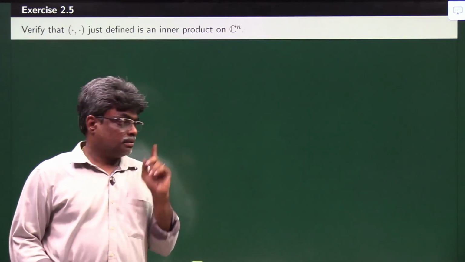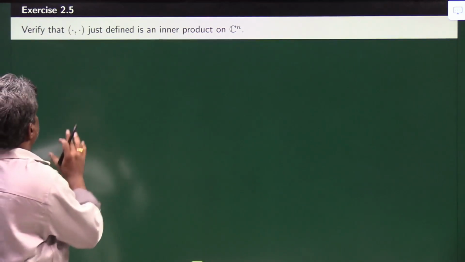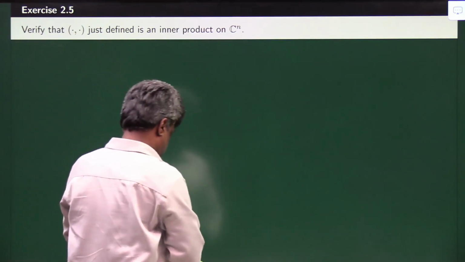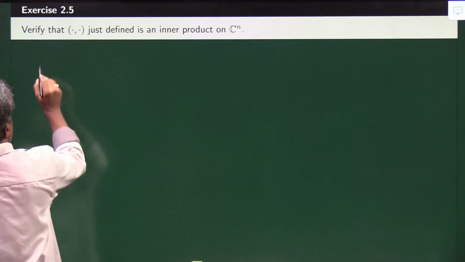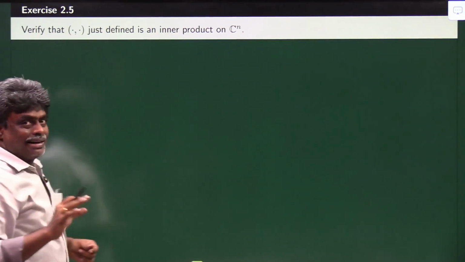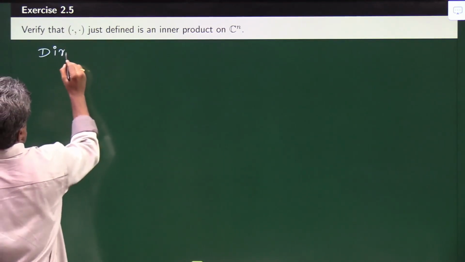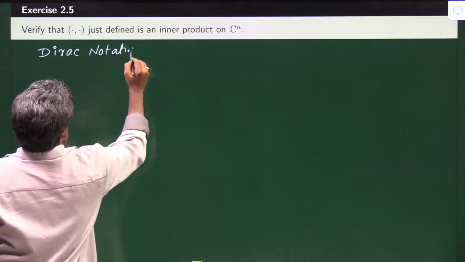So here is the next question. They are asking to verify this is an inner product. So what is this notation? Actually, let me first introduce Dirac notations. I'm introducing these Dirac notations, and after that we will discuss this problem.